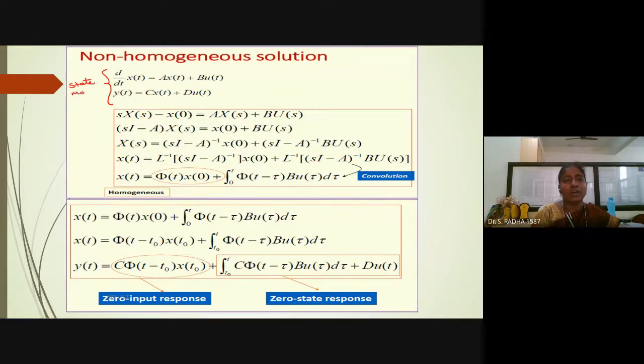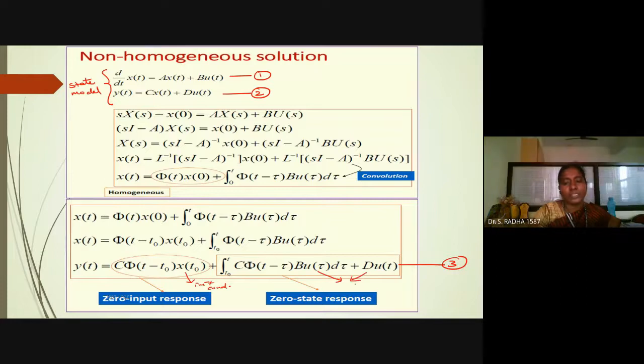Then it is called non-homogeneous. This is equation 1, the state equation, and this is the output equation. After all the background derivation, finally we get this equation. Here x of t naught is the initial condition of the system at time t naught. Inputs are present. If the second term is 0, input is 0, then it is called zero input response. Only the first term will remain.